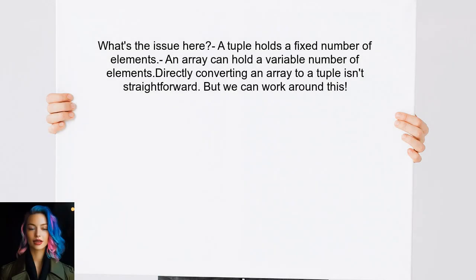So, what's the issue here? In C#, a tuple is a specific data structure that holds a fixed number of elements, while an array can hold a variable number of elements. This means that directly converting an array to a tuple isn't straightforward. But don't worry, we can work around this.